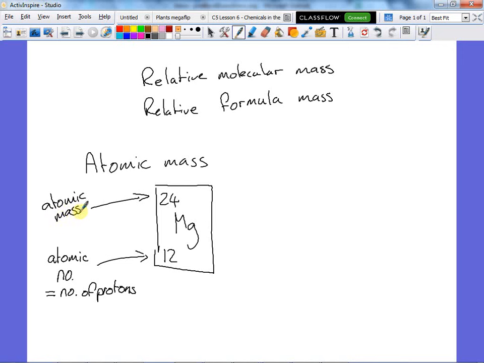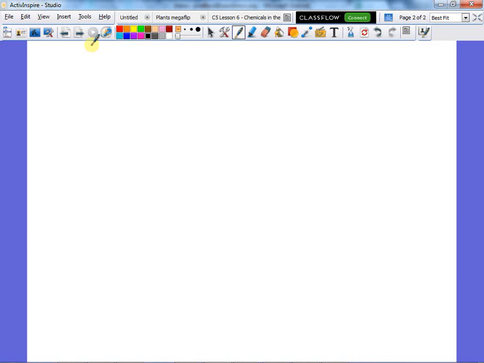Now all we need to do then, when we are talking about relative molecular mass, is add these numbers up. So if, for example, I have, let me think of something that we'll recognise fairly easily, sodium chloride. We've covered this quite significantly over the last few lessons. The atomic mass of sodium is 23. The atomic mass of chlorine is 35.5.